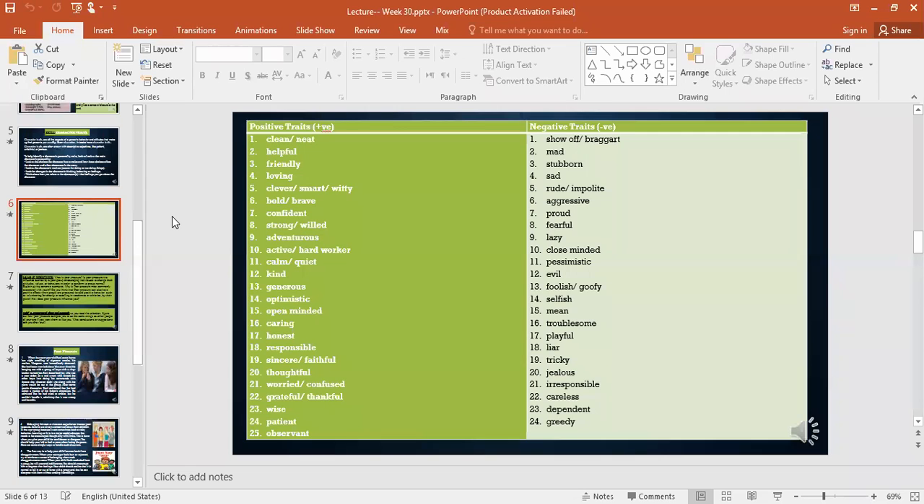And when I say negative traits, it means traits that show the bad side of the character, like show off, braggart, arrogant, mad, stubborn, rude, aggressive, lazy, close-minded, pessimistic, foolish, selfish, troublesome, someone who causes troubles, liar, tricky, jealous, irresponsible, careless, dependent, or greedy. These are some of the negative traits that you might use in describing a character. Okay, clear?